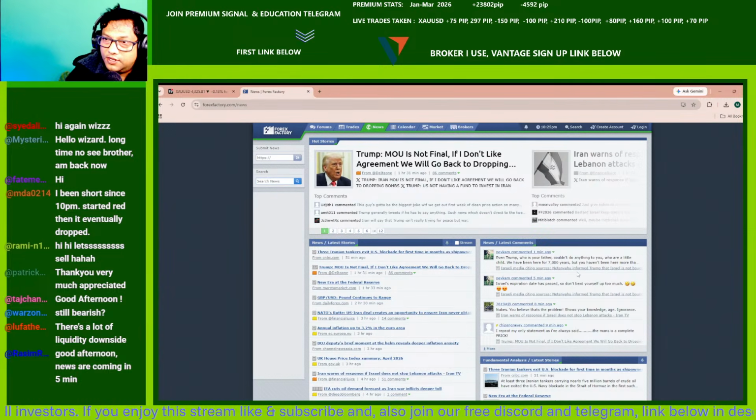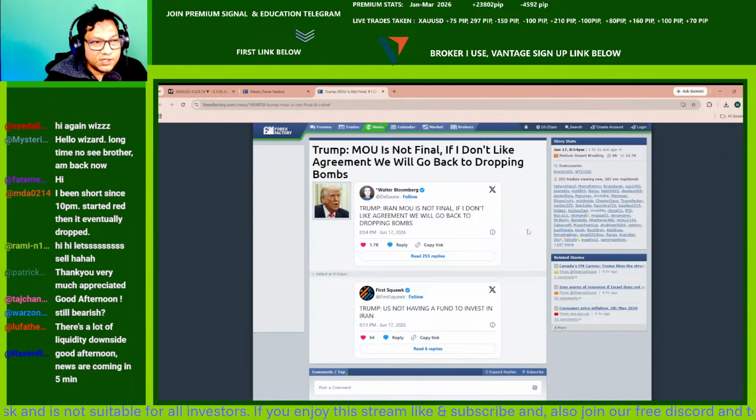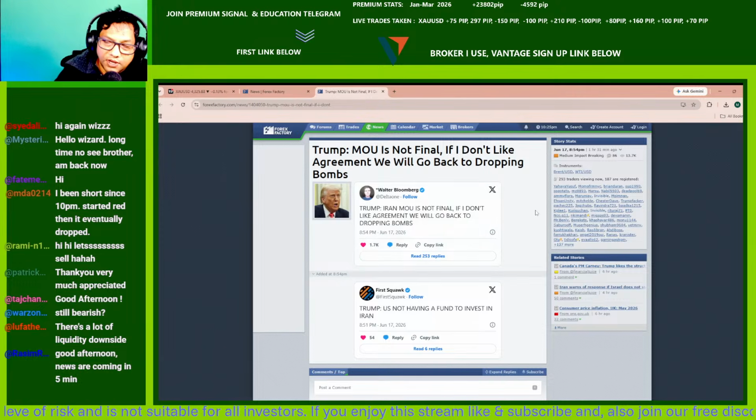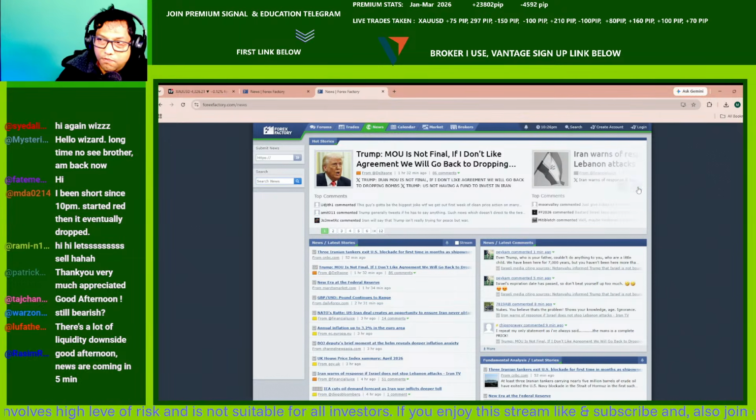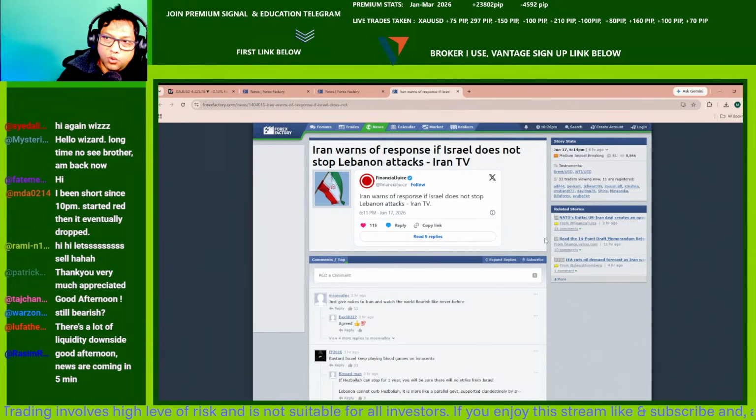As you know, we always look at the sentiment, and this is what I was looking at today. Trump: MOU is not final. If I don't like the agreement, we will go back to dropping bombs. This is the recent development. So we could see there is some disagreement in that deal, and this is what Trump was saying, that if he doesn't like it, he might go back to bombing the area. There is also some development from Iran: Iran warns of response if Israel does not stop Lebanon attack.